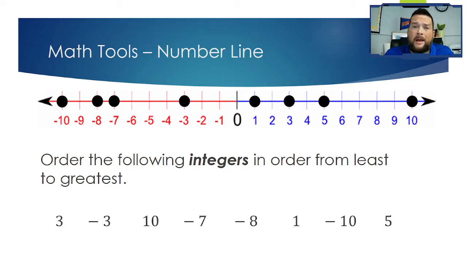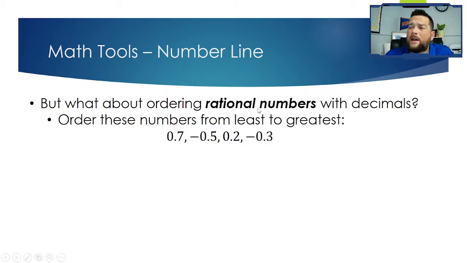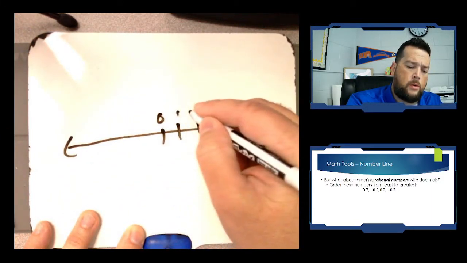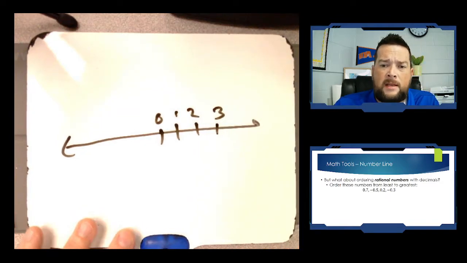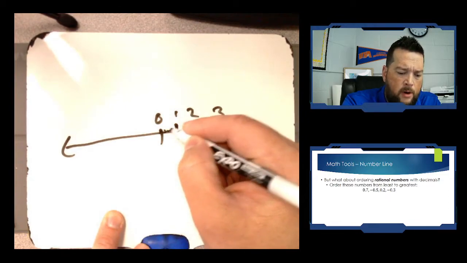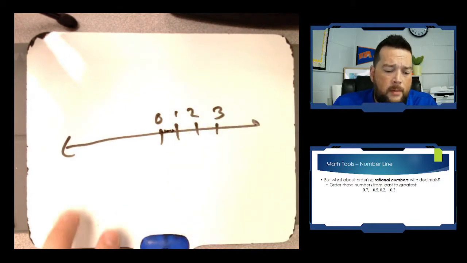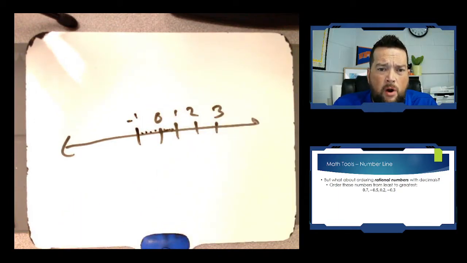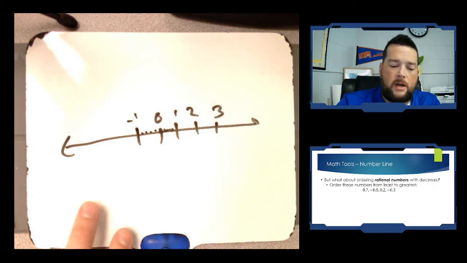So again, number line, it's a great tool. But what about rational numbers, which are numbers with decimals? How are we going to put those on the number line? I've got a number line here, 0, 1, 2, 3, but these numbers are decimals, which are going to fall in between somewhere, between 0 and 1, or between 0 and -1. So it's really hard to see that, and really hard to plot that.